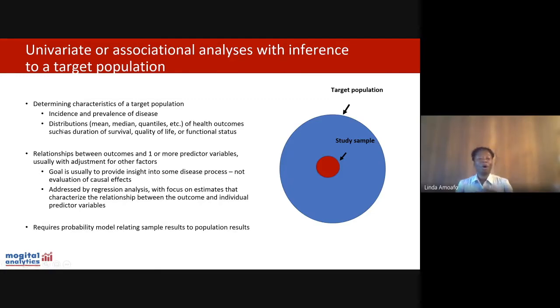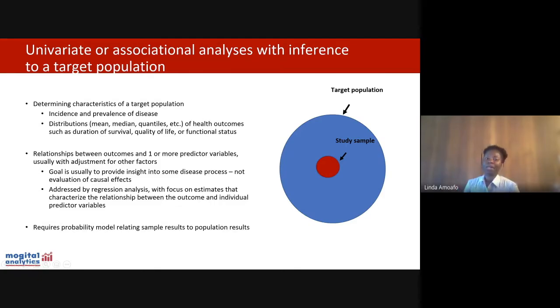Okay, or you want to look at some distributions, that is the mean, the median, or the quantiles, etc., of some health outcomes such as the duration of survival, the quality of life, or some functional status of the patient. So you could do that with a univariate or associational analysis.